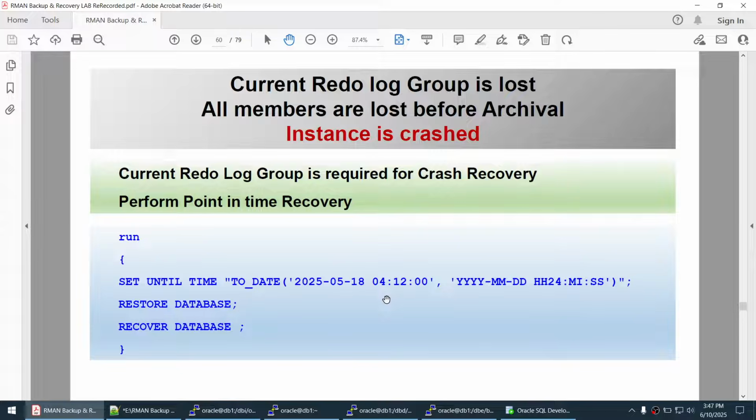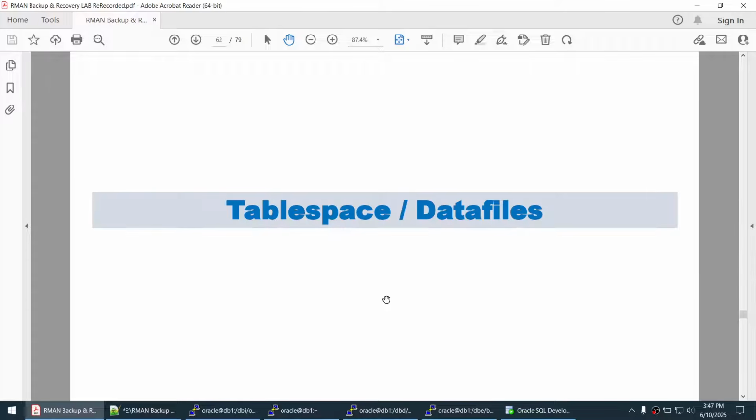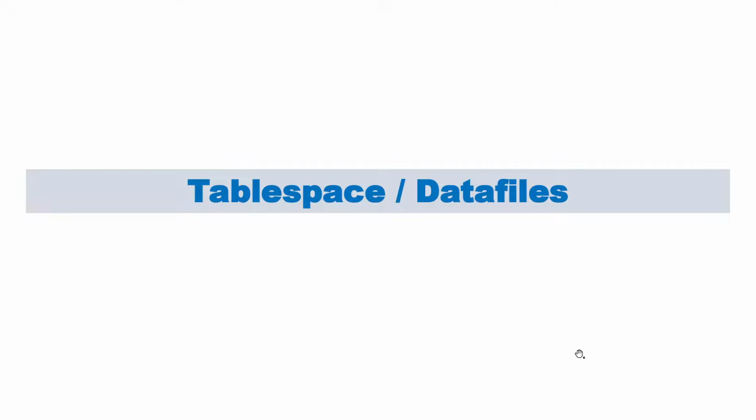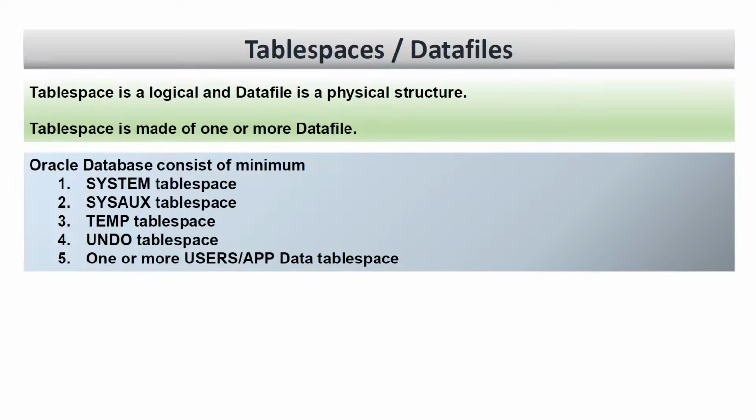Now that we have seen the log groups, it's time to move to tablespace data files, the last section of this particular tutorial. There is a database level recovery also at the end, but let's do this now. So the tablespace data file. What are tablespaces? Tablespace is a logical and data file is a physical structure. Tablespace is made of one or more data files.